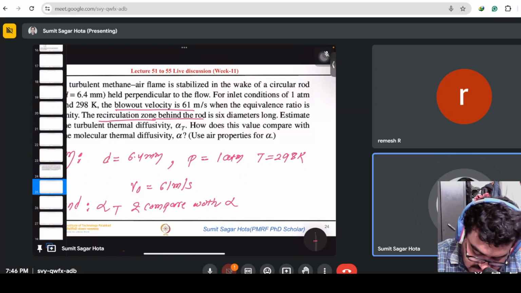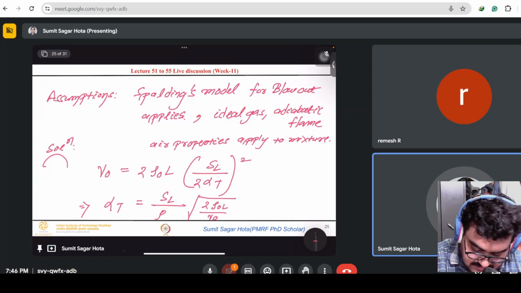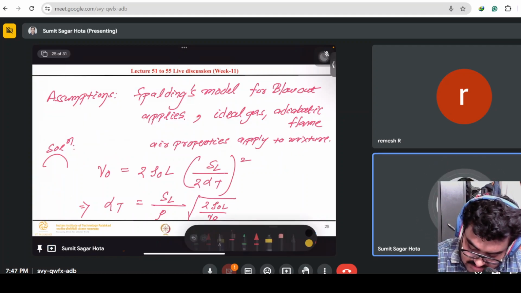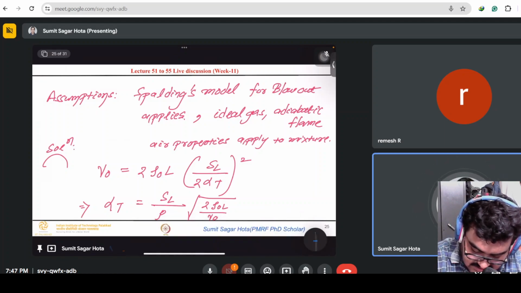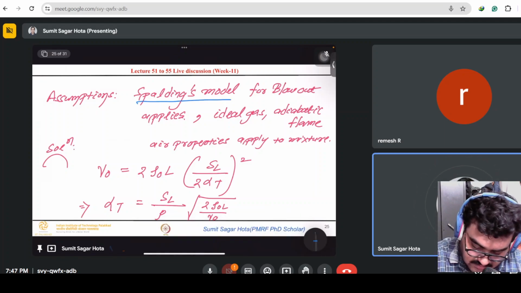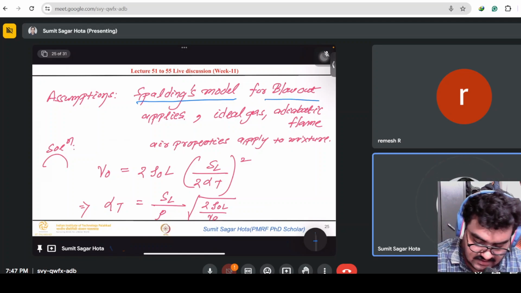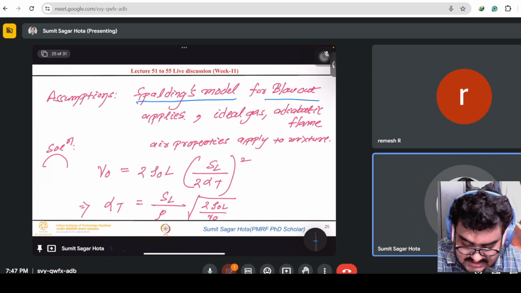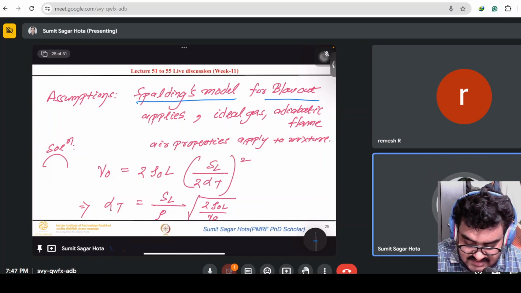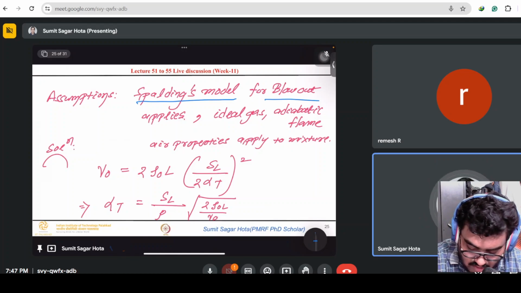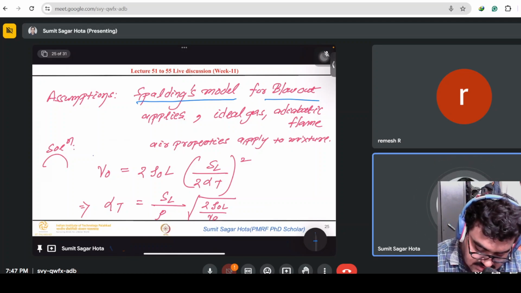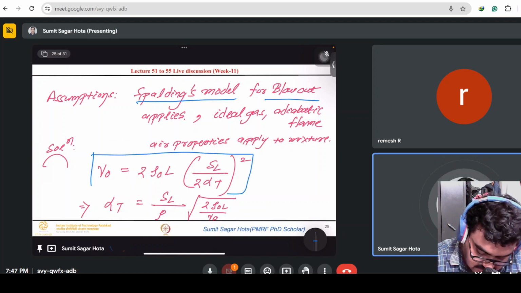What is the difference we have done here? We are applying the Spalding model for the blowout. For the blowout conditions, which kind of model is applied? There are 3 or 4 options, and from there you have to choose the Spalding model. These 2 equations are very good. Remember them.